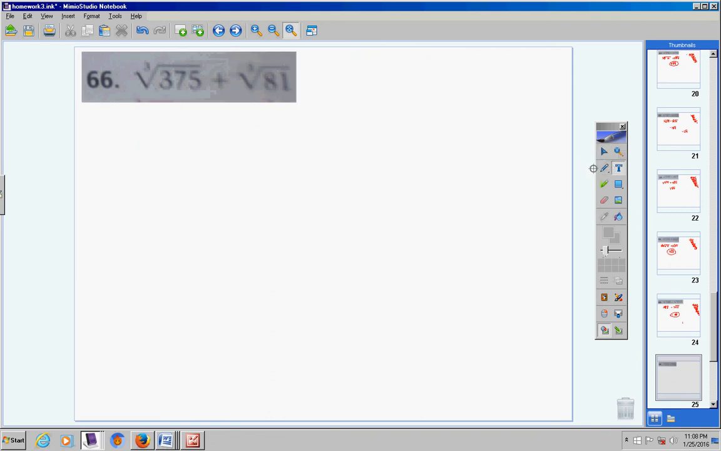Okay, let's break down both numbers. We'll start with 375. 5 goes into this. See, 35, 25, 5 would go into that 15 times, and 5 would go into that 3 times. Now, we're dealing with cubed roots, so we're looking for sets of 3. We have 3 5s, so cross off 3 5s, put 1 5 on the outside, and you're left over with 3 on the inside. Plus, and now 81.